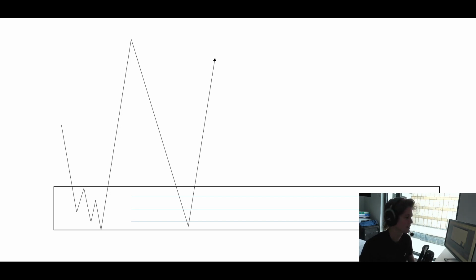So now we're going to go back and take a look at the gold example that occurred just yesterday, so just Friday of last week. So we're going to jump straight into that.